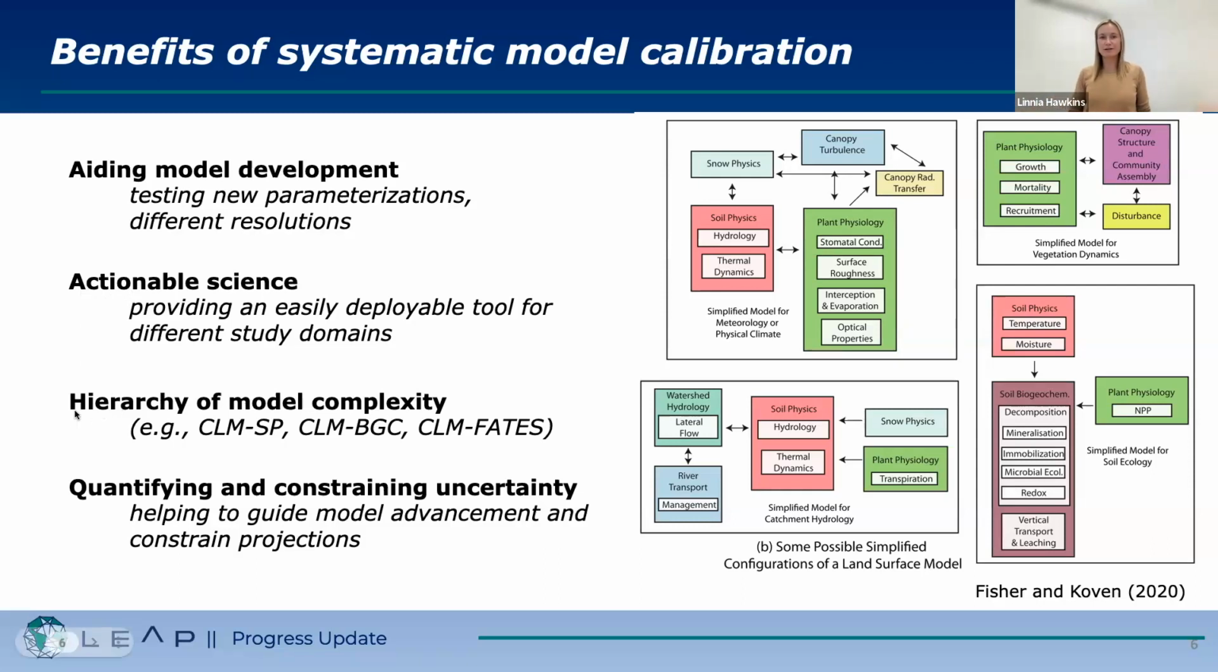Third, as we move towards a more unified modeling system, it's going to be important that we maintain a hierarchy of model complexity. And parameter estimation tools will be helpful as we start piecing together and coupling different components of the land model, or developing these application-specific model configurations. We'll want to, again, employ these parameter estimation tools for each different model configuration. And then lastly, parameter estimation can be used to quantify and constrain our parametric uncertainty, which really helps guide model advancement and also constrain our future projections, which I mentioned earlier.